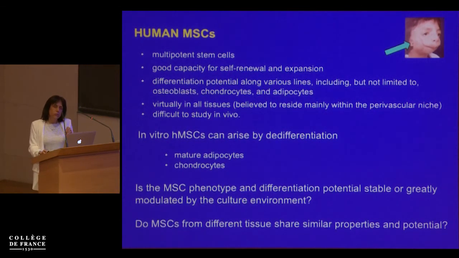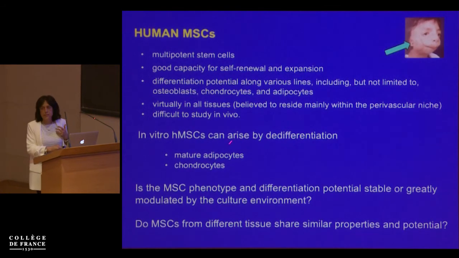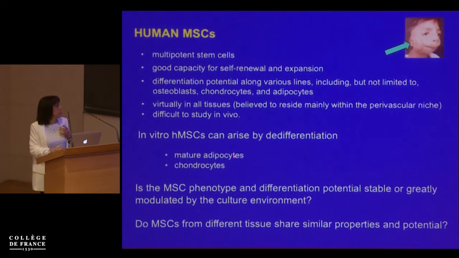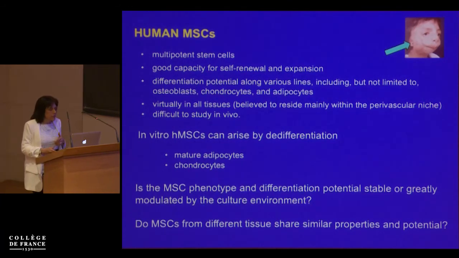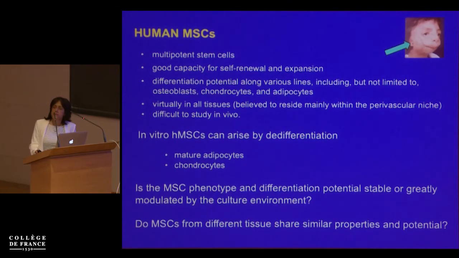So in addition to the idea of having some resident stem cells, like, for example, in the bone marrow, the cells can also arise by the differentiation, and that is very clearly exemplified in culture. And the example I give are the adipocyte and the chondrocyte, and these are of particular interest in the context of the craniofacial repair. So some of the questions concern the phenotype and differentiation potential and how it's modulated by the environment, because we obviously would want to maximize, and also whether mesenchymal stem cells derived from different tissue share a similar potential. Are they interchangeable?